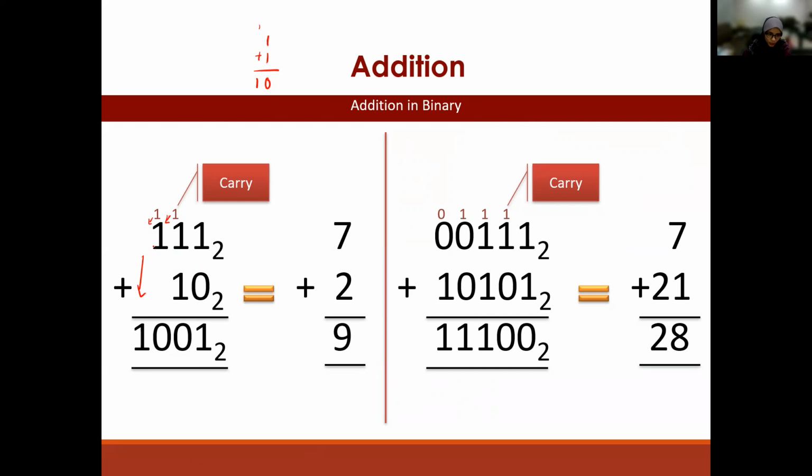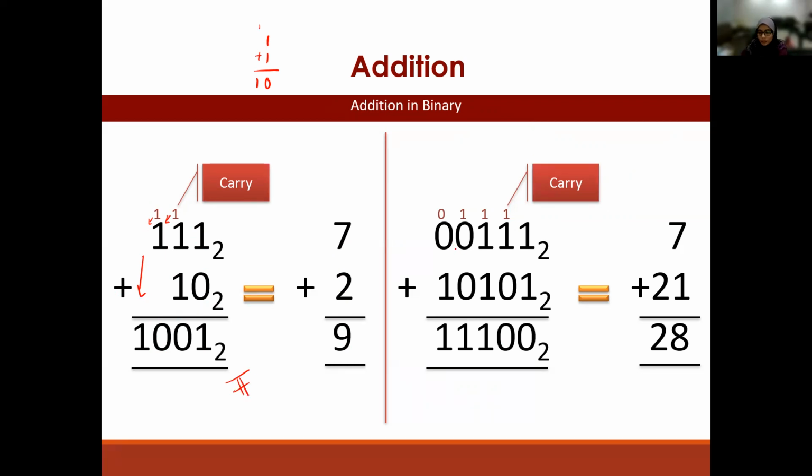1 plus 1 is 0, so 1 plus 0 is 1. 1 plus 1 is 0, carry 1, plus the 1 here, so we have 0, 1. The carry up here, you just put it down here, nothing more to add. So we will get 1, 0, 0, 1. It's like 1, 1, 1 equal to 7, plus 1, 0, this is equal to 2, and then 7 plus 2 equal to 9. Right? So this is the number.